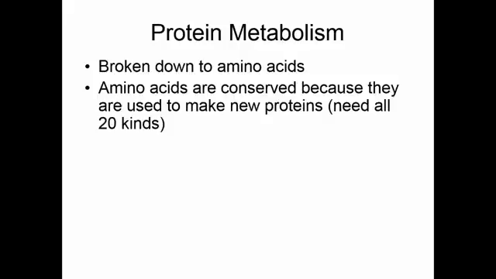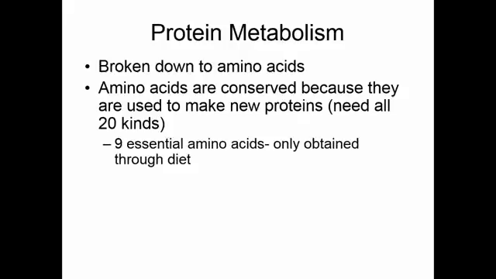Usually amino acids are conserved because we primarily use protein in anabolism. We use the amino acids to make new proteins. In order to make a new protein, we need all 20 amino acids. 9 of these are what we call essential amino acids. We have to take them in preformed in our diet. The other 11 we can manufacture from carbon, hydrogen, oxygen, and nitrogen.